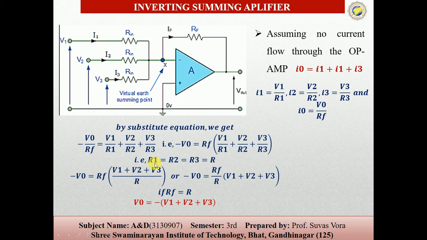If we say that R1 equal to R2 equal to R3 equal to R, it means all the resistance values are the same. So the output V0 equal to RF into V1 plus V2 plus V3 upon R. Now where did these values come from? Earlier we saw that in the inverting case the output is equal to minus Vin into R2 upon R1, so it is the same. So minus V0 equal to RF upon R, V1 plus V2 plus V3.